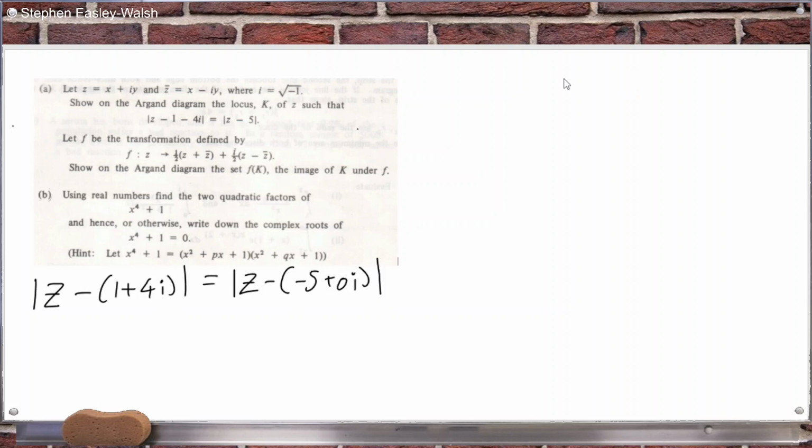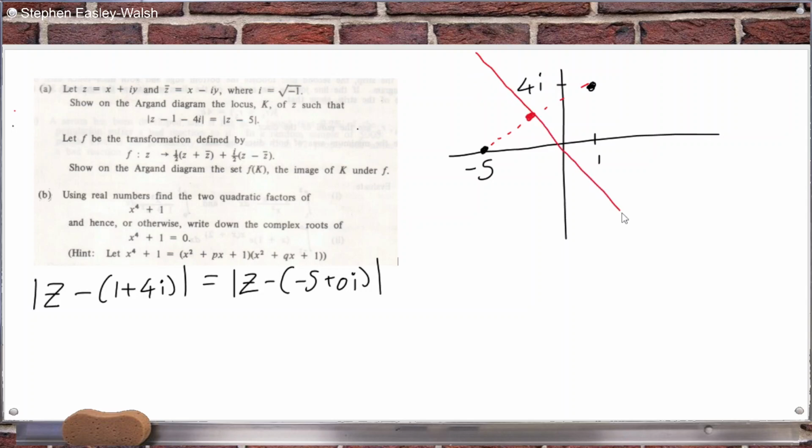So on the Argand diagram, we have 1 plus 4i, and then minus 5 here, and the distance from Z to this point and Z to this point should be equal. So that means it has to be this line here that's perpendicular to the line joining them and passing through the midpoint.